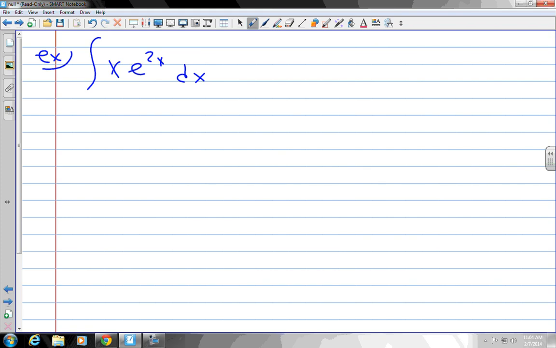x is the polynomial function, e to the 2x is the exponential function. So according to LIATE rule, what is my u? x. u is the polynomial. So u equals x, so then dv is e to the 2x dx. Okay? So then if u is x, then du is just dx.